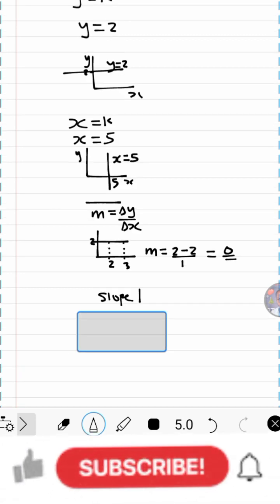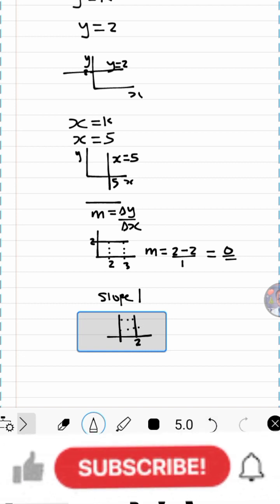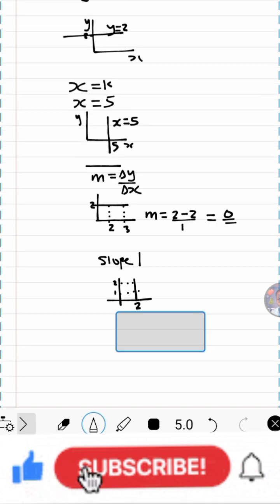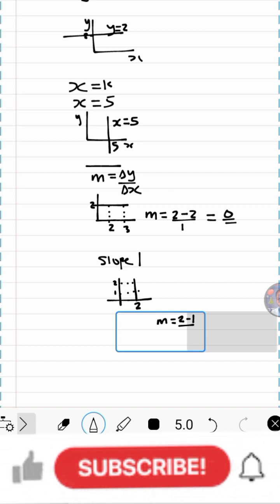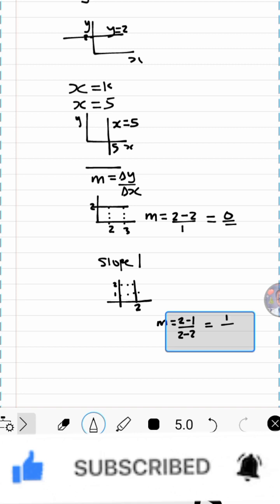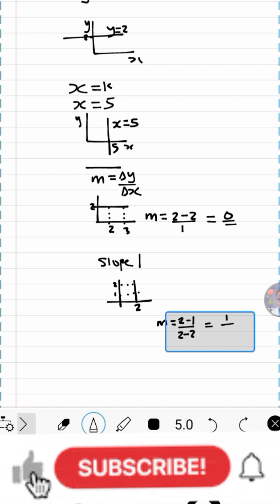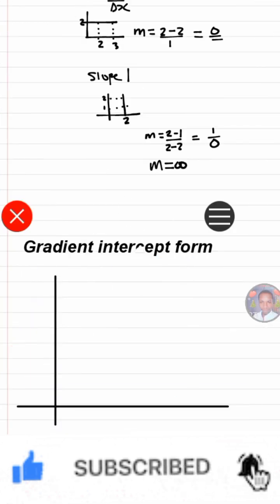Slope of a vertical line. This is a vertical line passing through a particular point, let's say point 2 on the x-axis. Let's pick 2 points on this line. Let's say this is point 1 and 2 on the y-axis. Therefore, slope is equal to change in the vertical axis, that is 2 minus 1, over the change in the horizontal axis. When y is 2, what is the value of x? x is 2. When y is 1, what is the value of x? It is still 2. 2 minus 2 is 0. Therefore, we have 1 over 0. So 1 over 0 is undefined. It's an error. The slope of a vertical line is infinite. It's undefined.